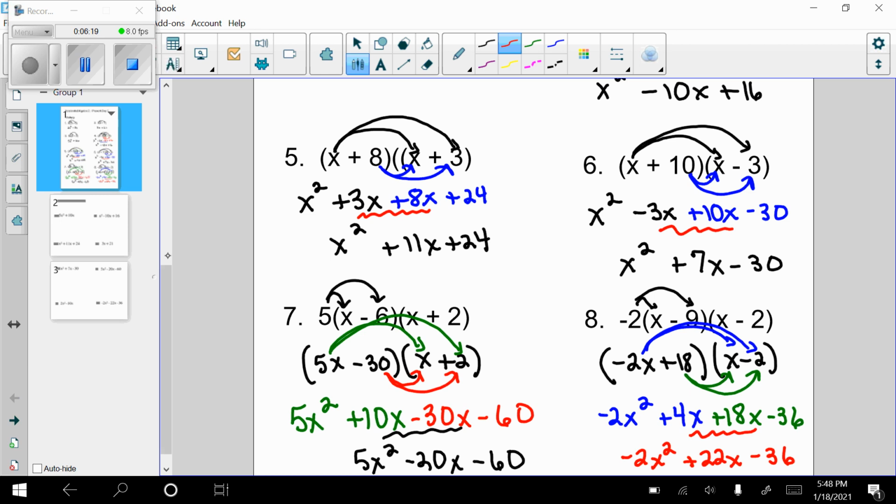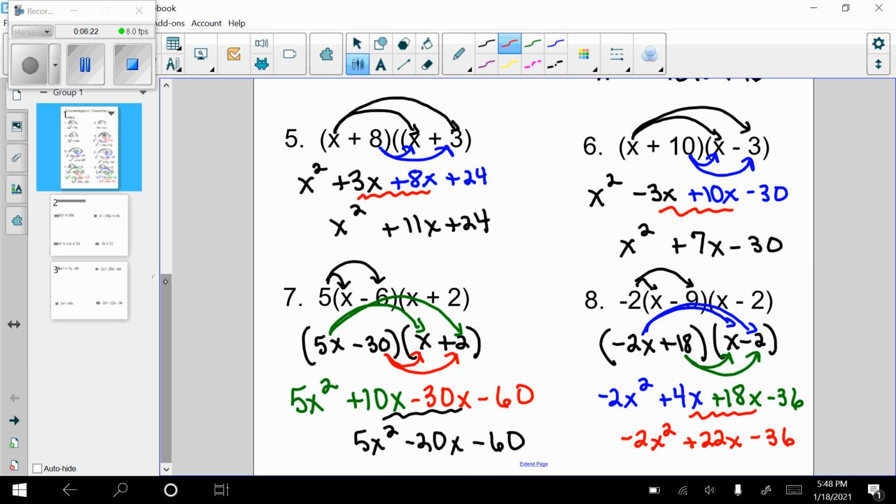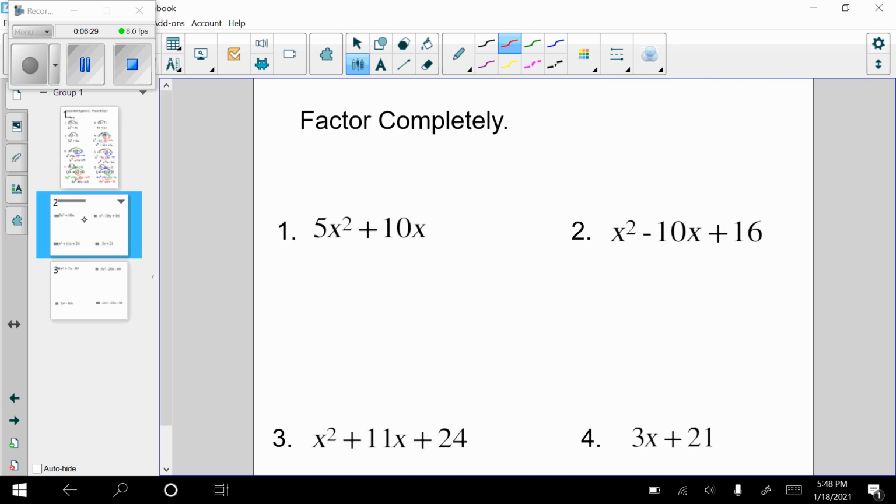All right, so there's a review of some distributive property and multiplying binomials. So now let's work backwards and see if you can remember some factoring. So I know that was cut a little bit short just because of distance learning last spring. All right, so when you factor, the first thing you always look for is your greatest common factor.